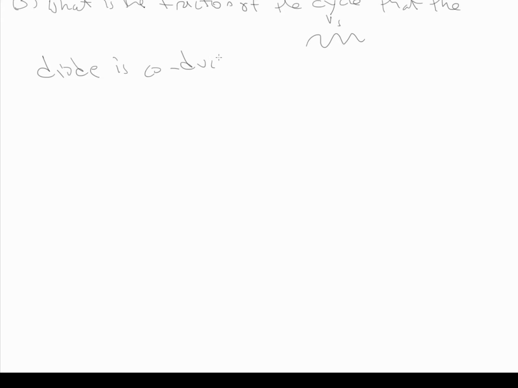is, what is the fraction of the cycle? And they mean the Vs, as it's going up and down, up and down. It's a fraction of the cycle that the diode is conducting. When it's reverse bias, it's non-conducting. There's no current going through it.